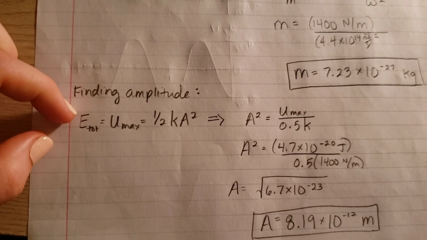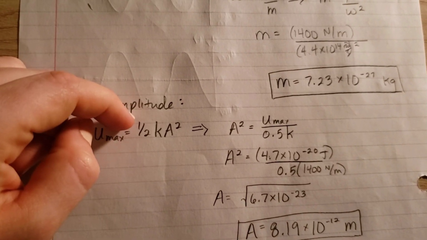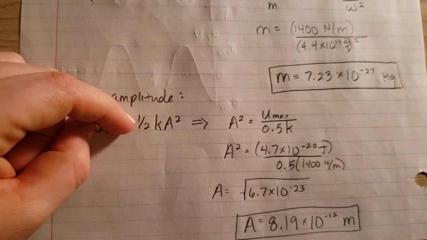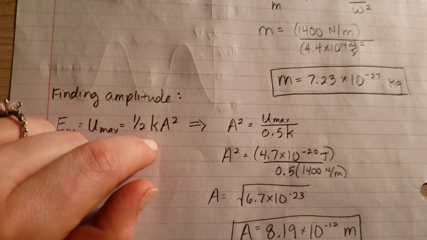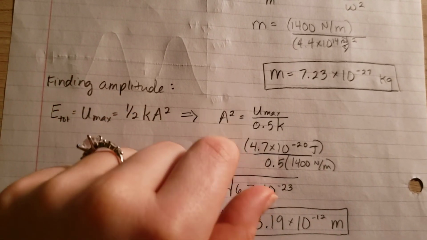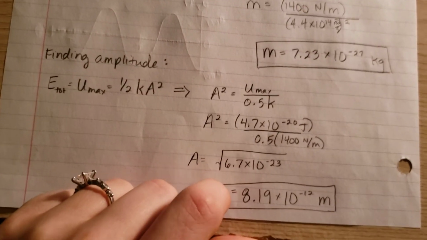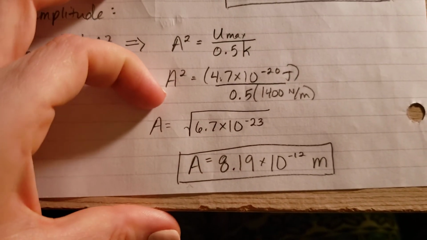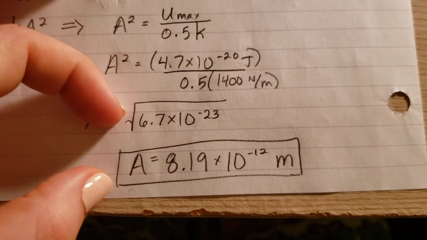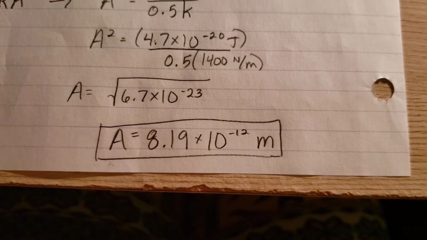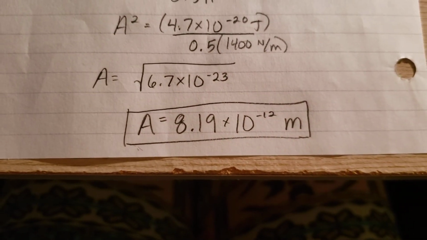So we know total energy is equal to that maximum potential energy, which is equal to 1/2 of the spring constant times the amplitude squared. So since we have U and we have K, we can just rearrange that to find our amplitude. So just plug in those numbers. A is equal to the square root of the potential energy divided by half the spring constant, and we end up with the amplitude equal to 8.19 times 10 to the negative 12 meters.